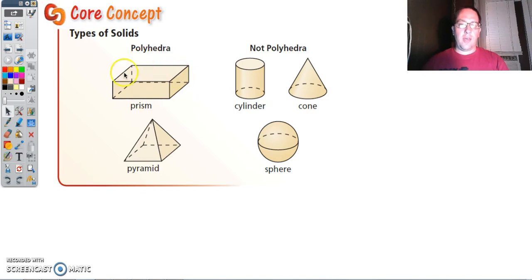Polyhedra only have flat surfaces. Cones, cylinders, spheres have curved surfaces, and so those are not polyhedra. These are prisms and pyramids, pretty much it.